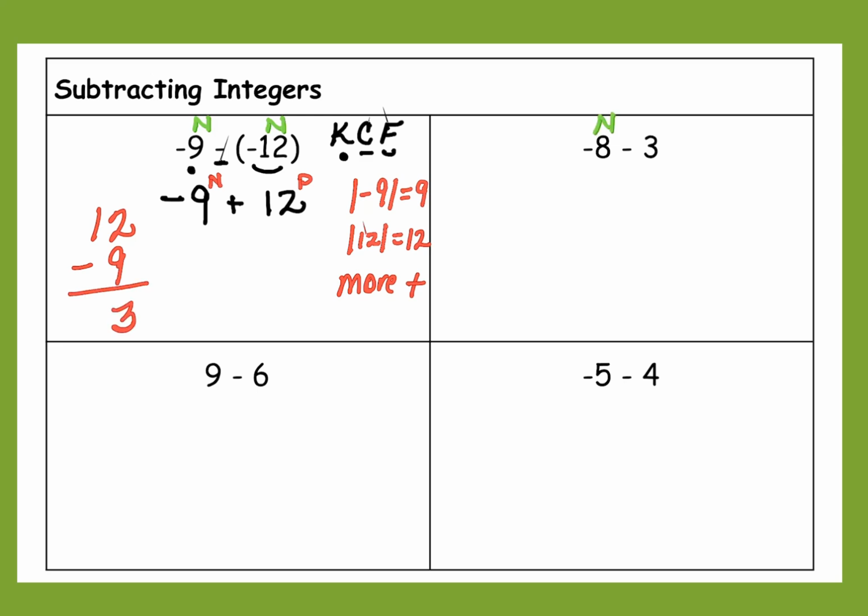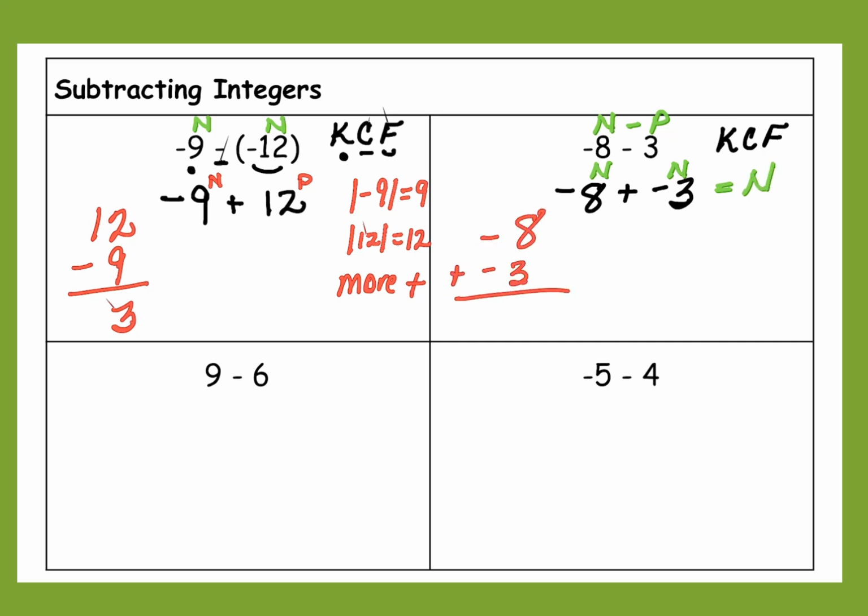Here we have a negative number minus a positive number, negative 8 minus 3. We love to add integers, so we use keep, change, flip to keep that negative 8 the same, change the subtraction to an addition sign, and flip that positive 3 to a negative 3. These integers now have the same sign. A negative plus a negative is more negative. Next, we simply add the values together and keep the negative sign. Negative 8 plus negative 3 is negative 11.